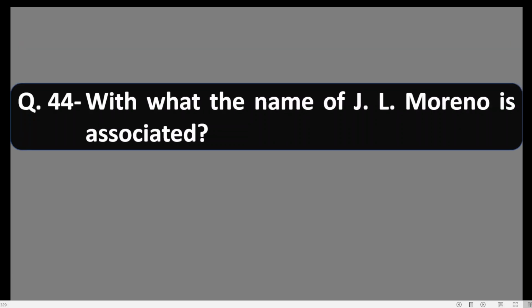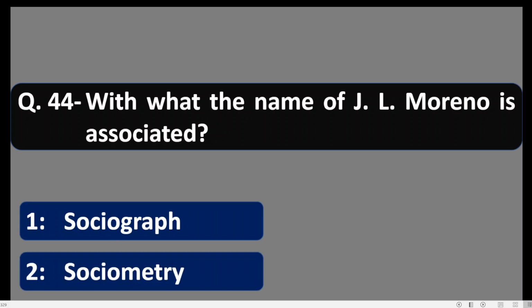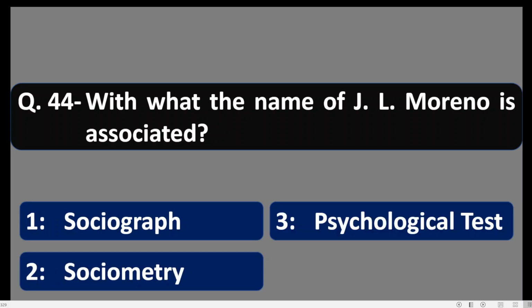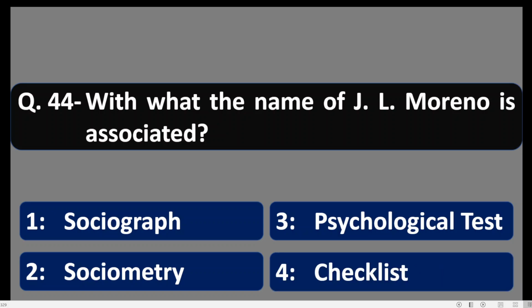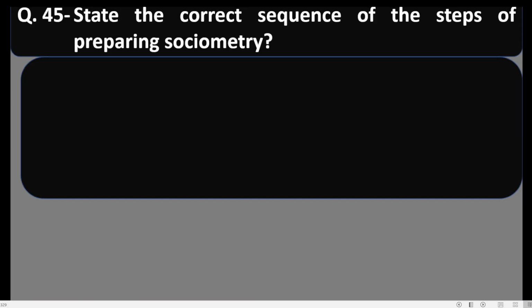44. With what is the name of J.L. Moreno associated? J.L. Moreno. Sociograph, sociometry, psychological test, checklist. J.L. Moreno is associated with sociometry. The correct response is option number 2.